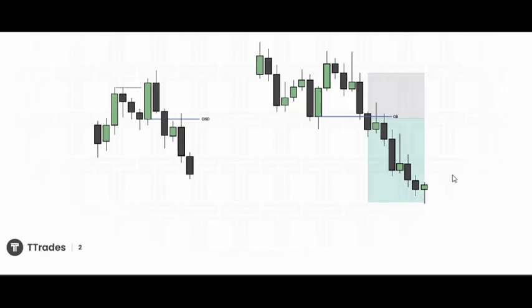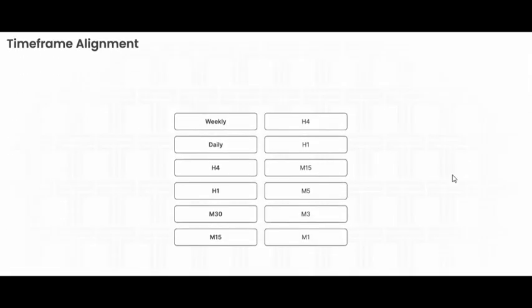All right, so this is the time frame alignment chart. You have the weekly time frame. When your bias or structure is from the weekly time frame, we are looking to trade on the 4-hour time frame. When it's from the daily, you are looking to trade on the 1-hour time frame. When it's from the 4-hour, you are looking to trade on the 15 minutes time frame. When it's from the 1 hour, you are looking to trade on the 5 minutes time frame. When it's from the 30 minutes, you're looking to trade on the 3 minutes time frame. And when it's from the 15 minutes, you're looking to trade on the 1 minute time frame.